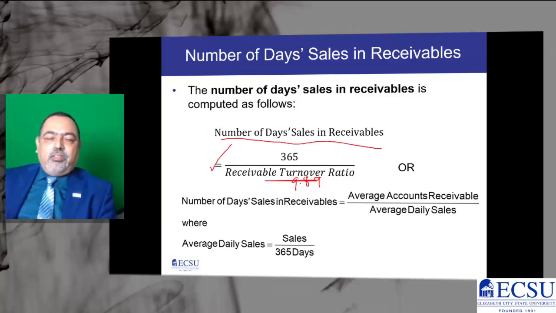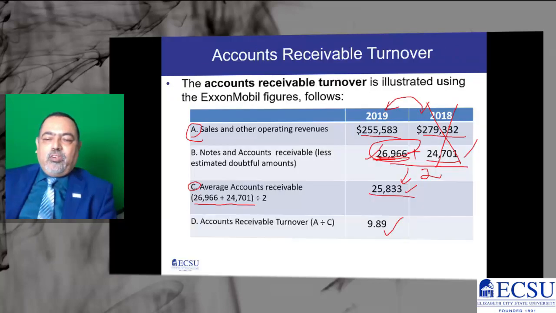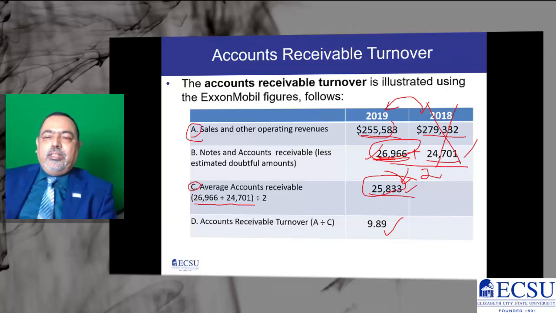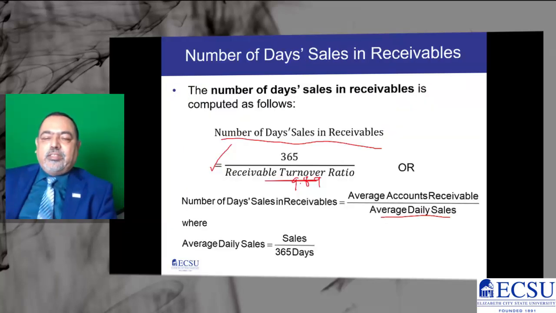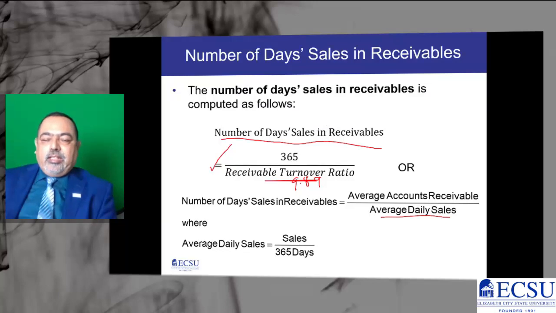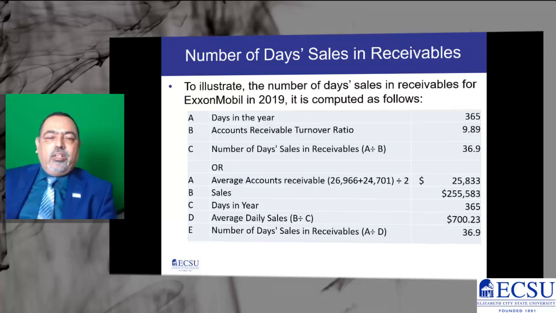The number of days sales in receivable is the average accounts receivable, which we have already calculated, divided by average daily sales. Average daily sales would be the sales amount divided by 365. If you are doing it for 2019, of course, you would take 255,583. If you're doing it for 2018, you would take the figure for that year. So that's another way of doing the calculation. Let's take both calculations.